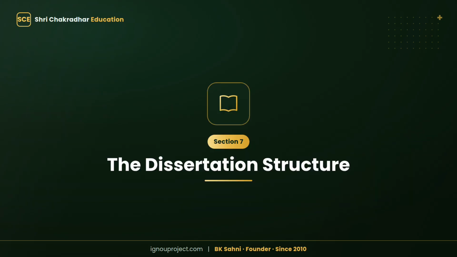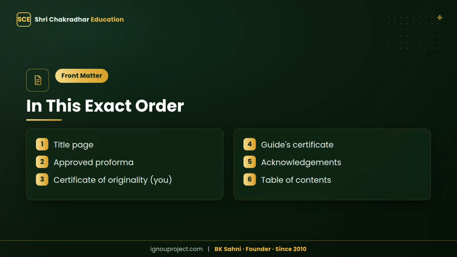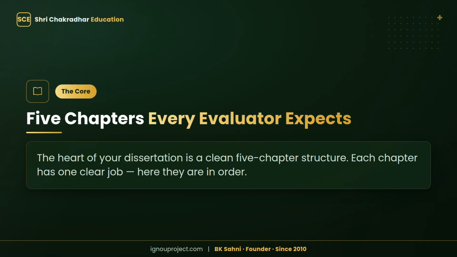Section 7. The dissertation structure. A complete IGNOU MTTM dissertation opens with front matter in a fixed order: the title page, the approved pro forma, a certificate of originality signed by you, your guide certificate, acknowledgements, and the table of contents. Then comes the core. 5 chapters your evaluator expects.